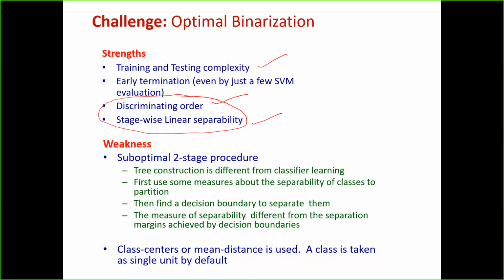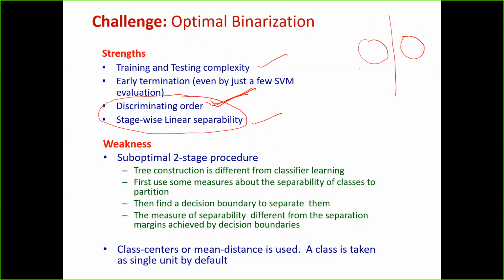All right. So here we'll see these two points: discriminating order. Madam, it's simple. It's a two-stage procedure only, right? First, we identify which are the similar classes and make them into two groups, and then learn a classifier between the two groups. So tree building is different from the classifier learning, isn't it? Yes. Okay. So what do we mean by optimal discriminating order and stage-wise linear separability?